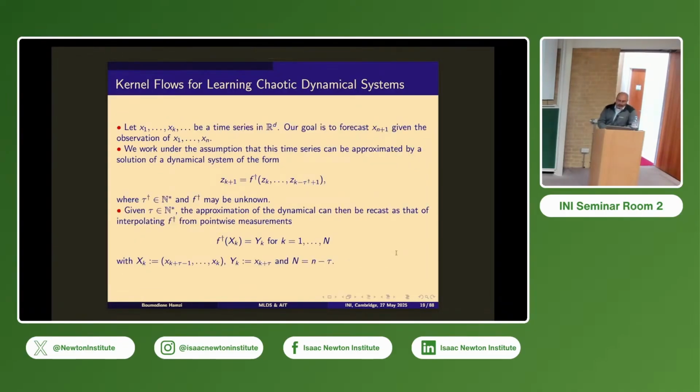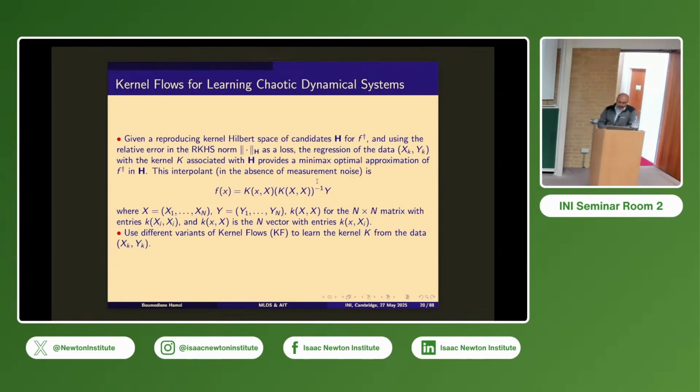We applied this to a problem of learning chaotic dynamical systems. We have a time series x1 to xn, and our goal is to forecast xn plus 1 based on x1 to xn. We work on the assumption that this time series can be approximated by the solution of a dynamical system of this form, where we have a time delay. In the simulation, we assume that tau is fixed, but there is a way to learn it also using kernel methods. Then we just recast this as a problem of learning an unknown function from random samples, where y is z k plus 1 and x is the past.